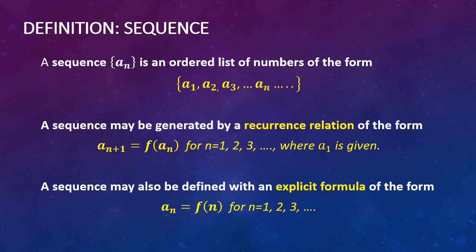This leads us to the definition for sequence. A sequence a sub n is an ordered list of numbers of the form a sub 1, a sub 2, a sub 3, a sub n, ongoing. A sequence may be generated by a recurrence relation of the form a sub n plus 1 equals a function of a sub n for n equals 1, 2, 3, etc., where a sub 1 is given. A sequence may also be defined with an explicit formula of the form a sub n is a function of that subscript or index n for n equals 1, 2, 3, etc.